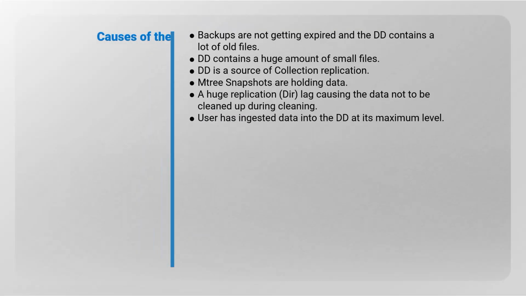Let us look at the causes of the issue. Backups are not getting expired and the DD contains a lot of old files. DD contains a huge amount of small files. DD is a source of collection replication. M-tree snapshots are holding data. A huge replication lag, causing the data not to be cleaned up during cleaning. User has ingested data into the DD at its maximum level.